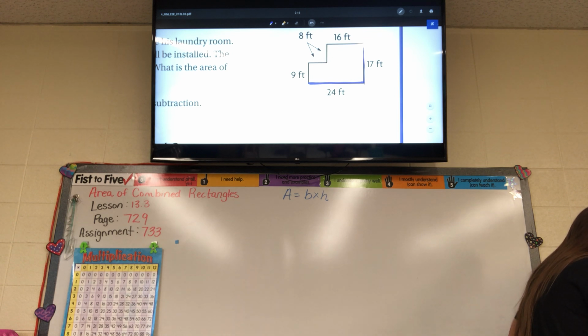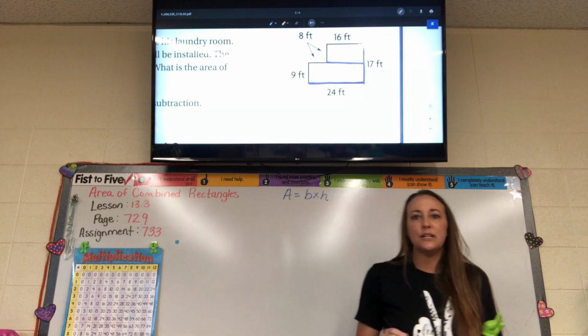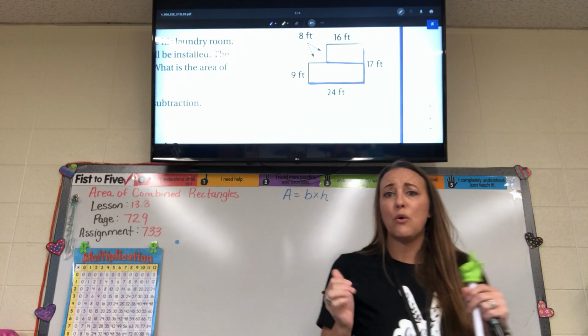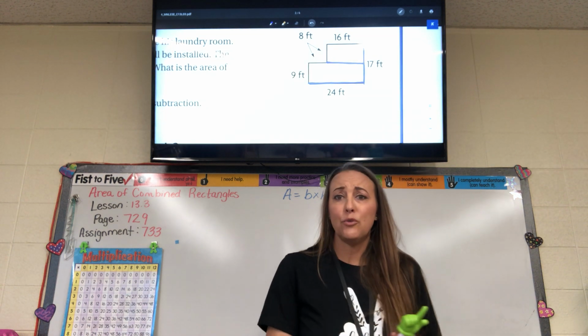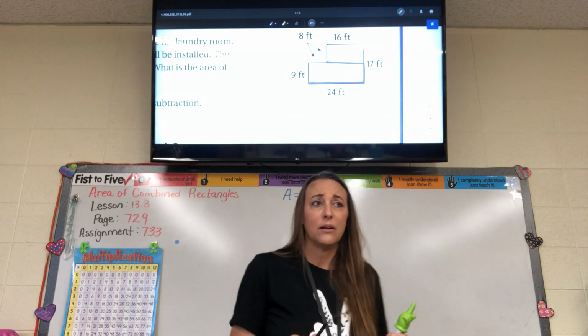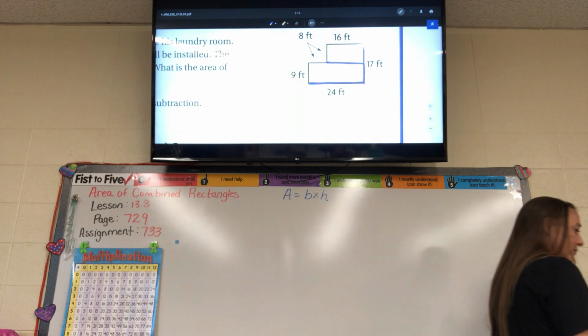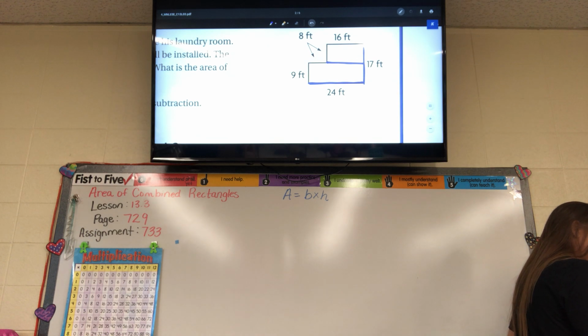But what we can do is split this into 2 rectangles. Now we just have to figure out what number is the true base and height of each rectangle. For this bottom rectangle, I see that 9 is the height here, and 24 would be the base. So to find this one, it would be 24 times 9.